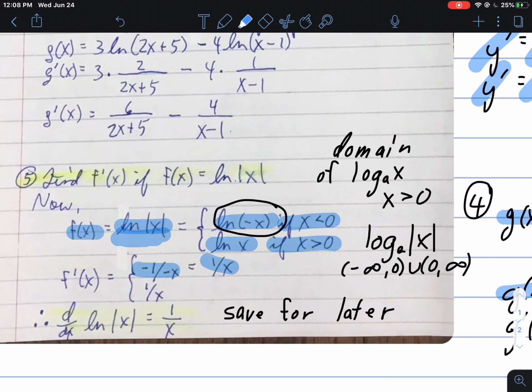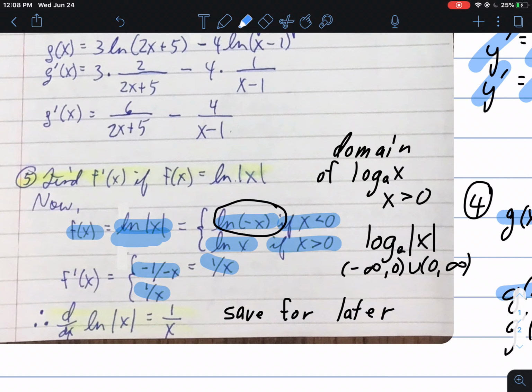Now, for ln of x, without the absolute value or the parentheses or anything else, nothing changed from before, right? The derivative of ln of x is still 1 over x. It's like, okay, well, what's the big deal, right? I mean, we knew that already. The natural log of x, the derivative is 1 over x.